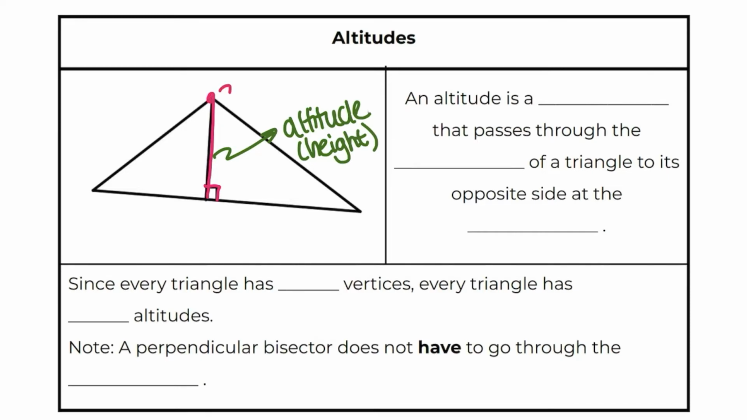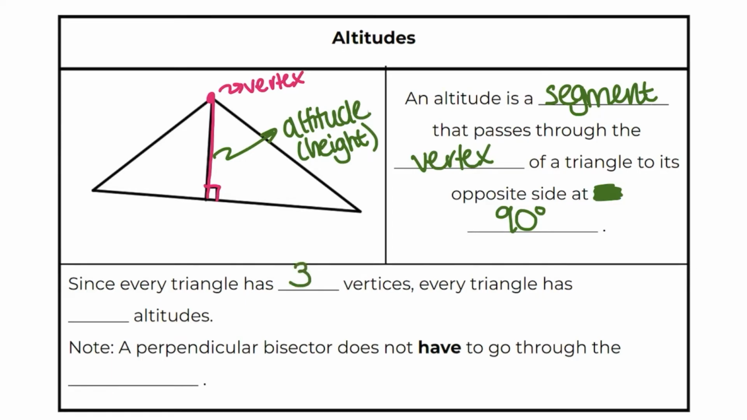And it also has to go through the vertex. Okay? So based on that, an altitude is a segment that passes through the vertex of a triangle to its opposite side at 90 degrees. Just like we said before, since every triangle has 3 vertices, every triangle will always have 3 altitudes. It's always going to be from each different vertex.